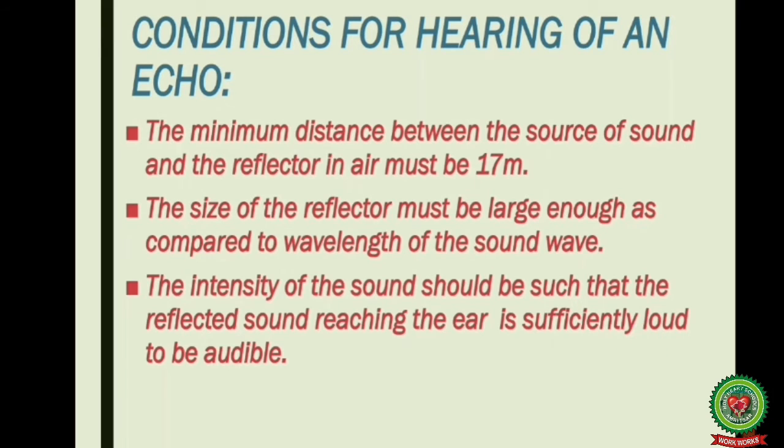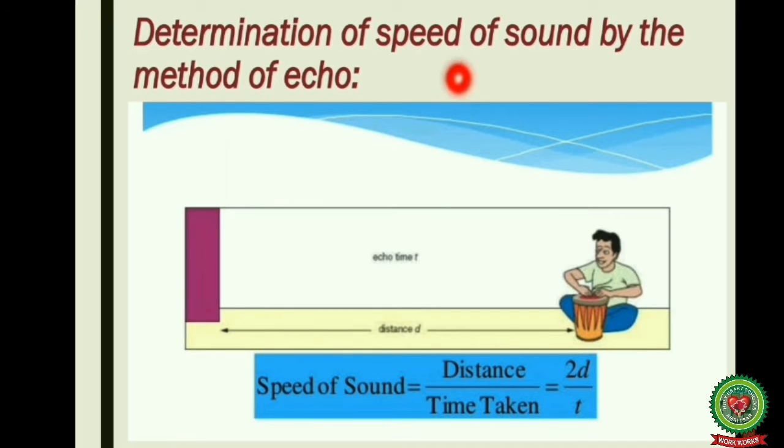Now the next topic is determination of the speed of sound by the method of echo. Students, the echo method can be used to determine the speed of sound in air. For this, sound is produced from a place. Let's suppose sound is being produced from this place, this is the source of the sound, and this is the reflector, and the distance between them is d. The sound is heard after time t, that is, the echo time, or the repeated sound is heard after the time t.